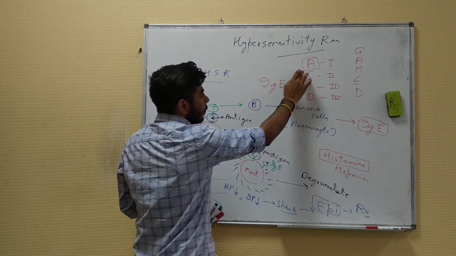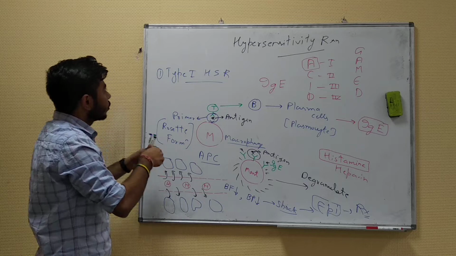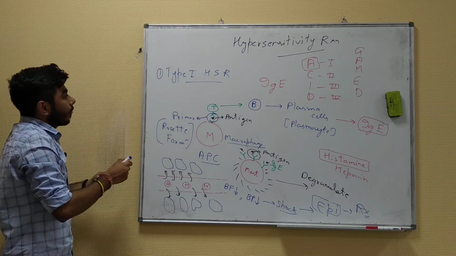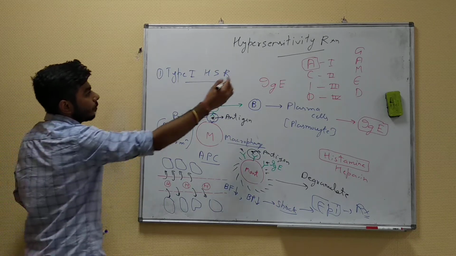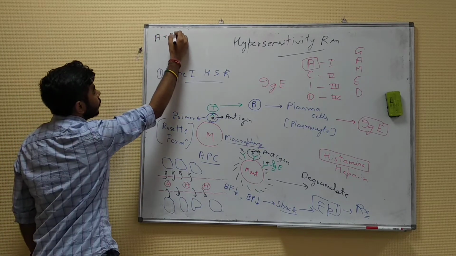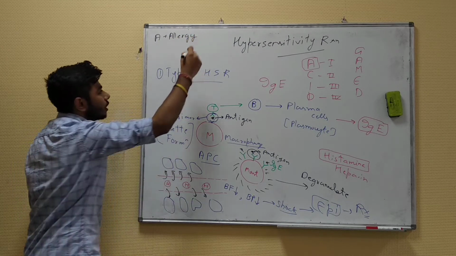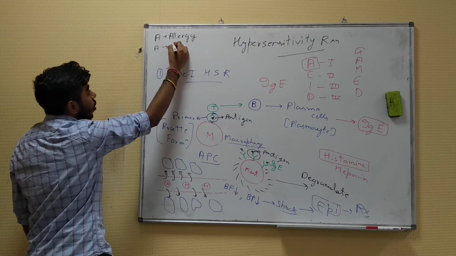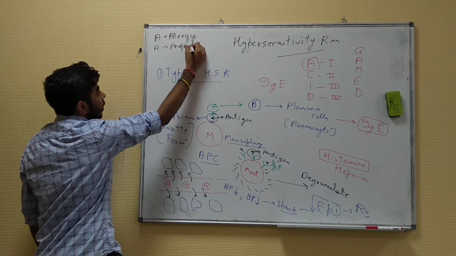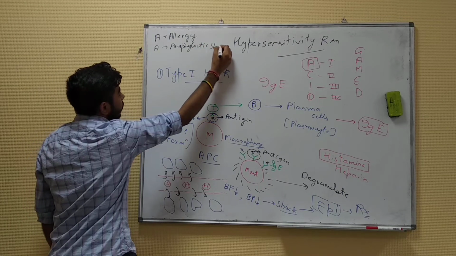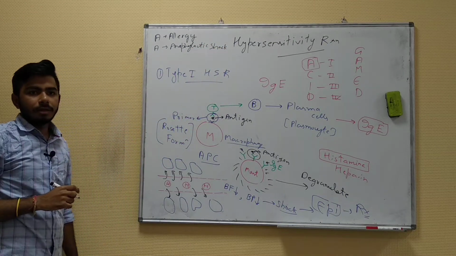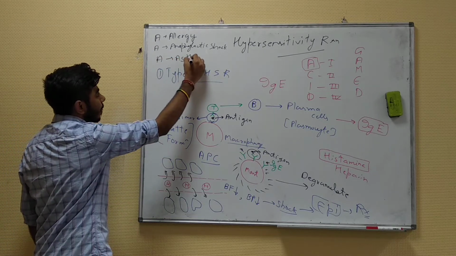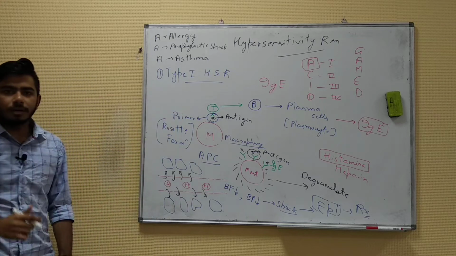So A for type 1. Shall I write examples over here? So A for type 1, it can be any kind of allergy. Any kind of allergy will come in the category of type 1 hypersensitivity. Any kind of anaphylactic shock, which is a very dangerous situation, will also come in the category of type 1 hypersensitivity. A for asthma will come into the category of type 1 hypersensitivity.